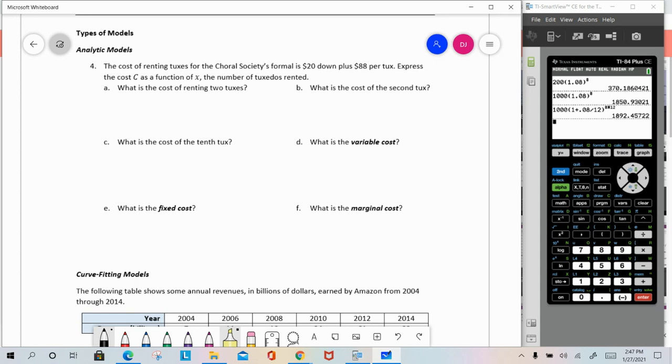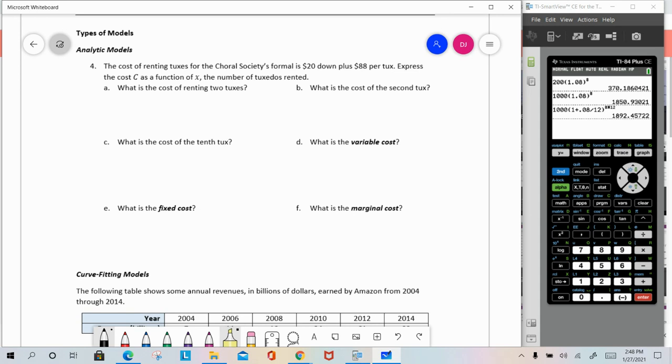Okay. So some terms that we're going to look at, right, will include, you can look ahead to D, E, and F here. The things that we're going to look at are variable cost, fixed cost, marginal cost. And really the fixed cost and the marginal cost are, I think, where we're going to struggle the most. Okay. Now let's just talk through this. The cost of renting tuxes for the Choral Society's formula is $20 down plus $88 per tux. Express the cost as a function of x, where x is the number of tuxedos rented.